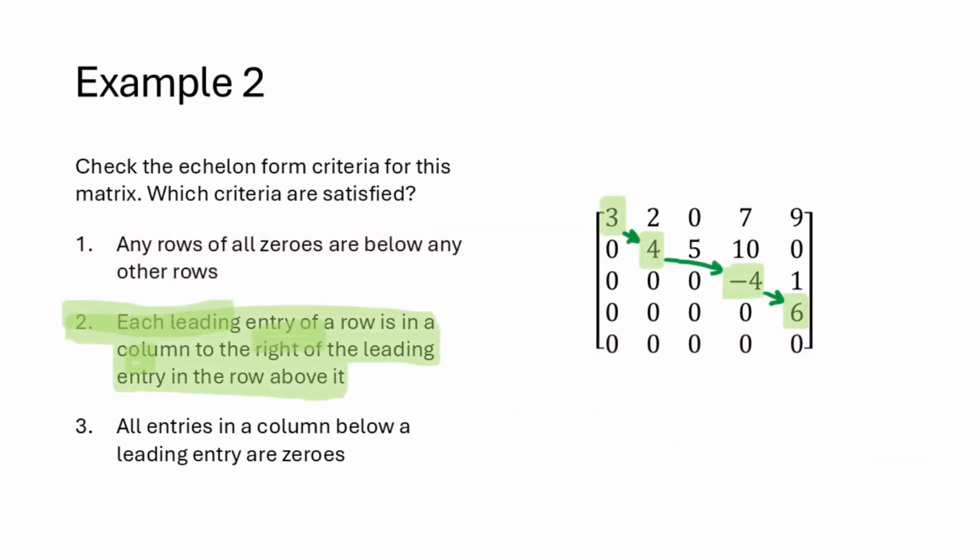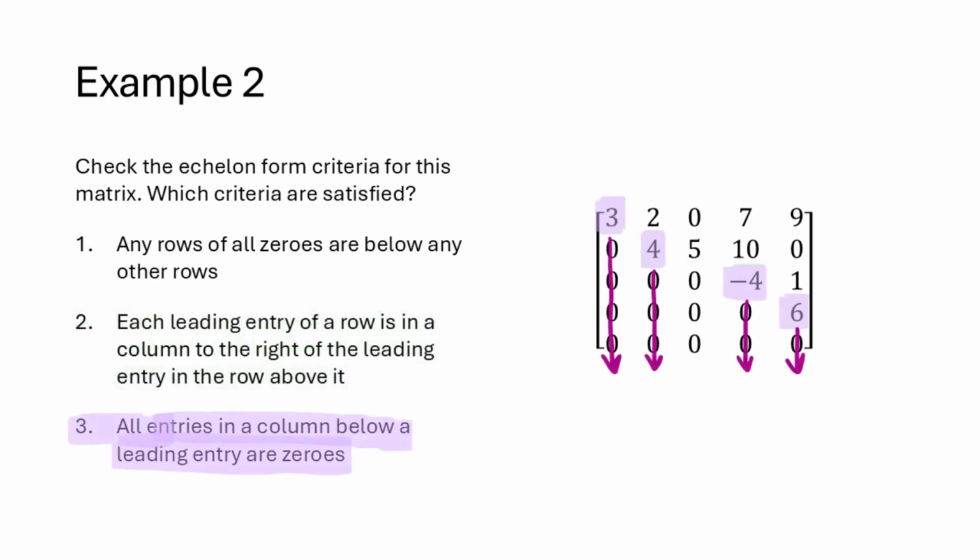Now let's look at condition 2. Remember, condition 2 says that our leading entries need to go down and to the right, and in this case we highlight our leading entries and see that that is in fact true. Finally, for condition 3, we look at all of our leading entries, and we look at the entries in our matrix below those entries and make sure that they're all zeros, and in this case that works out. So this matrix satisfies all 3 conditions, so this matrix is in echelon form.